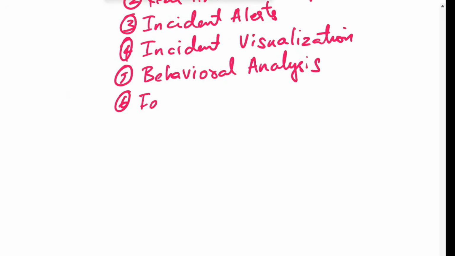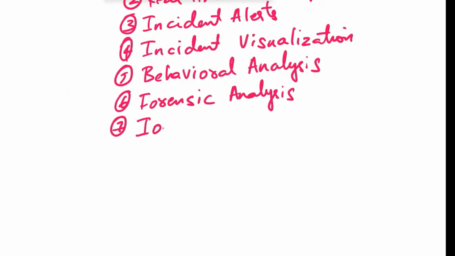Then there is forensic analysis. EDR maintains historical data about endpoint activities, allowing for thorough forensic analysis after an incident. Analysts can review historical logs and trace the progression of the attack. Next one is indicators of compromise, that is IOCs. EDR solutions can identify IOCs such as specific file hashes, IP addresses, or domain names associated with known threats. This helps in pinpointing the tactics and techniques used by attackers.